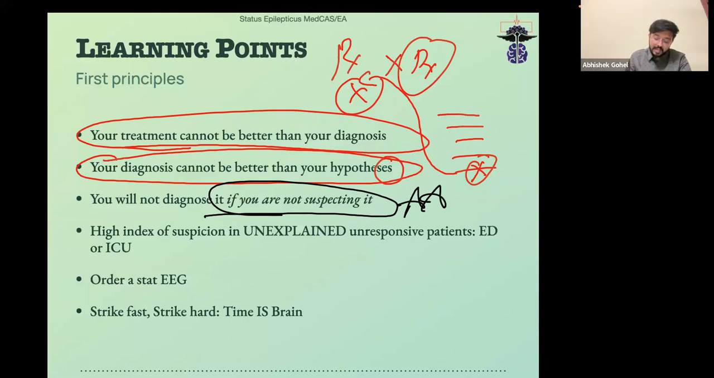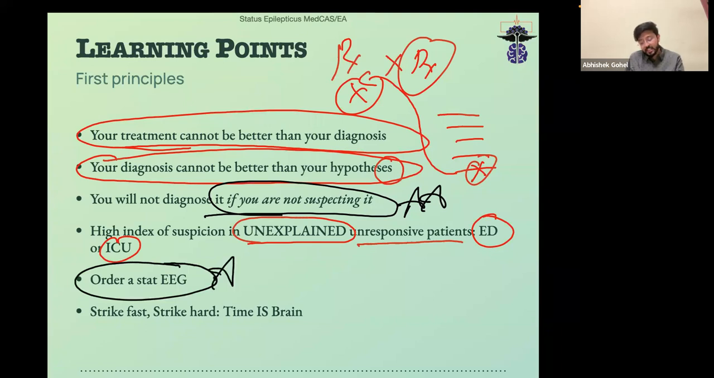So you need to keep a high index of suspicion in unexplained, unresponsive patients, both in ED and ICU. Other phenomena will be very rare, but you need to keep your eyes open for that also. But in ED and ICU, it is a fact of life. What to do when you have an unexplained, unresponsive patient? Just order a stat EEG. Everything else will take care of itself. So strike fast by EEG, strike hard once diagnosed by anti-seizure medication, because time is brain.